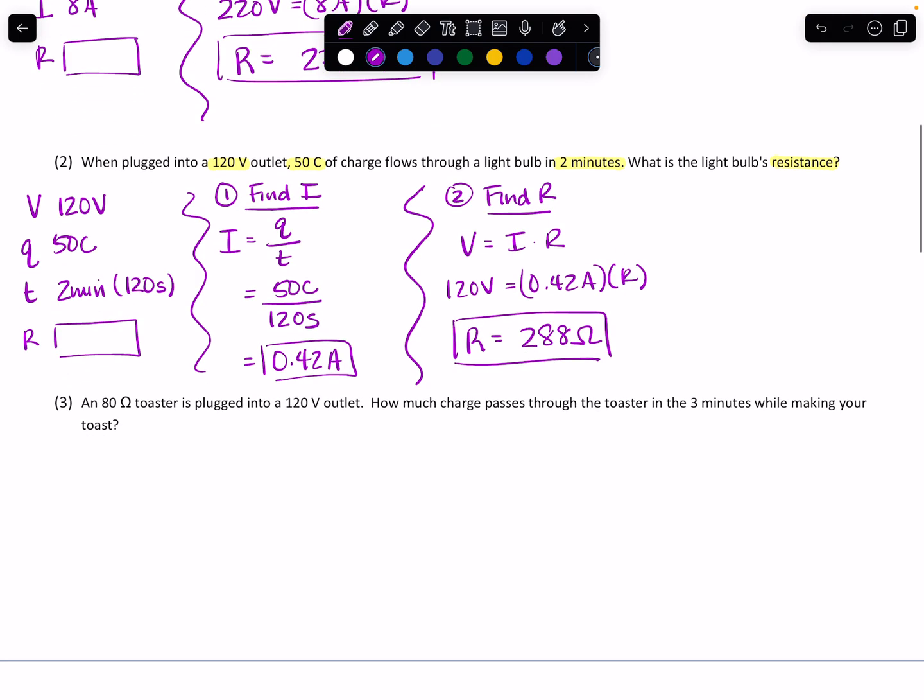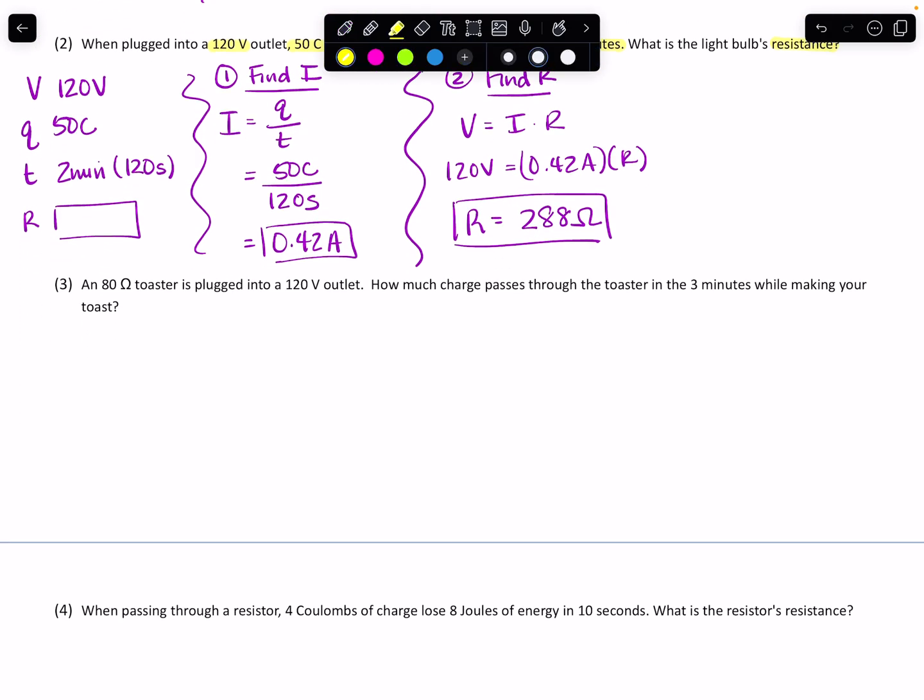All right, let's try one more. An 80 ohm toaster is plugged into a 120 volt outlet. How much charge passes through the toaster in 3 minutes while making your toast? So this time I have a resistance of 80 ohms, a voltage of 120 volts, and a time of 3 minutes, which multiplied by 60 is 180 seconds. And I'm asked to find charge.